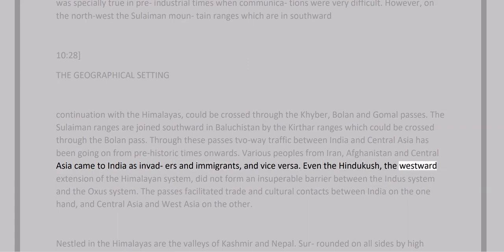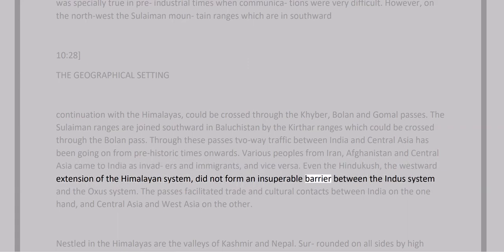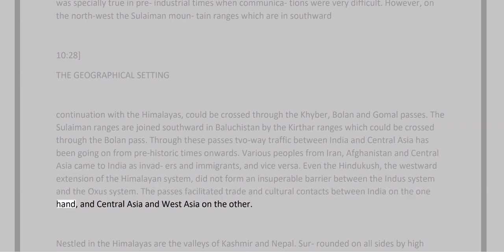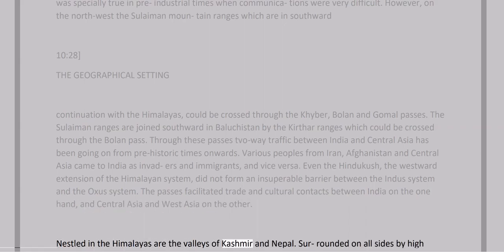Even the Hindu Kush, the westward extension of the Himalayan system, did not form an insuperable barrier between the Indus system and the Oxus system. The passes facilitated trade and cultural contacts between India on the one hand and Central Asia and West Asia on the other. Nestled in the Himalayas are the valleys of Kashmir and Nepal.